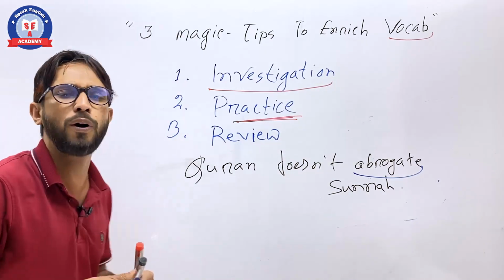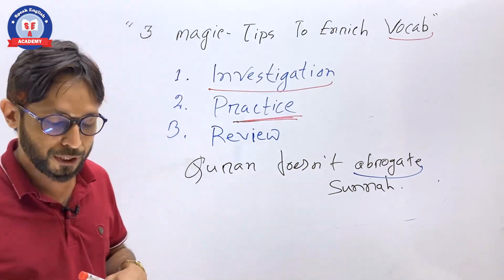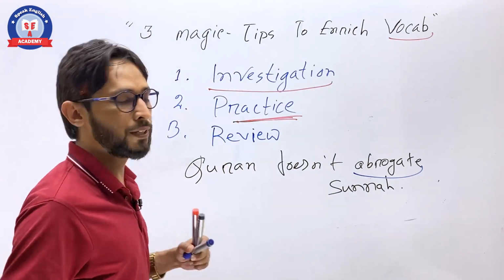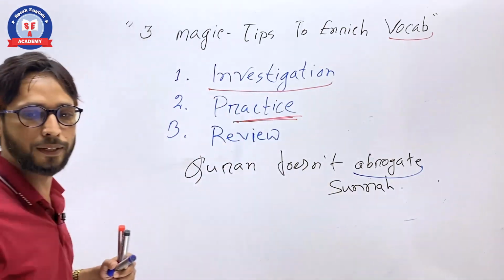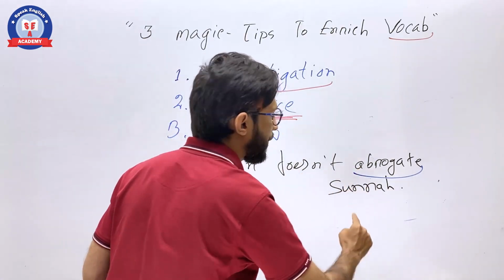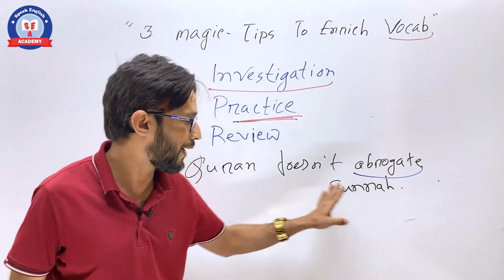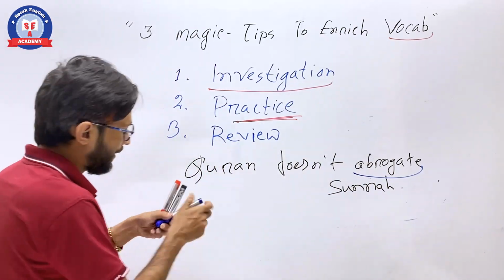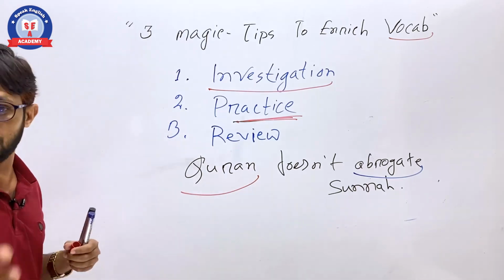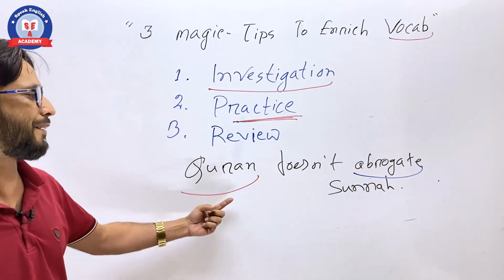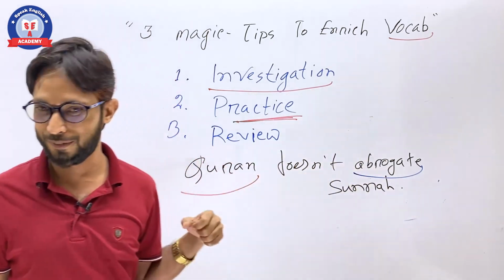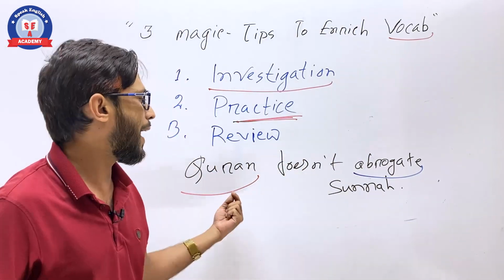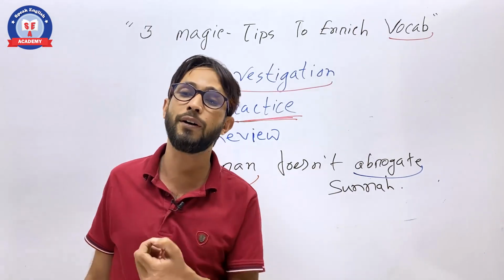You can write as many sentences as you like, but I request you to write at least 3 or 5 sentences. Suppose you may change this sentence. You may change the object of this sentence. Quran doesn't abrogate Ijma. Quran doesn't abrogate Qiyas. Or now you can change the subject of this sentence. That is called practice. You can write here, he doesn't abrogate the work. You can write another sentence, I will not abrogate the work.